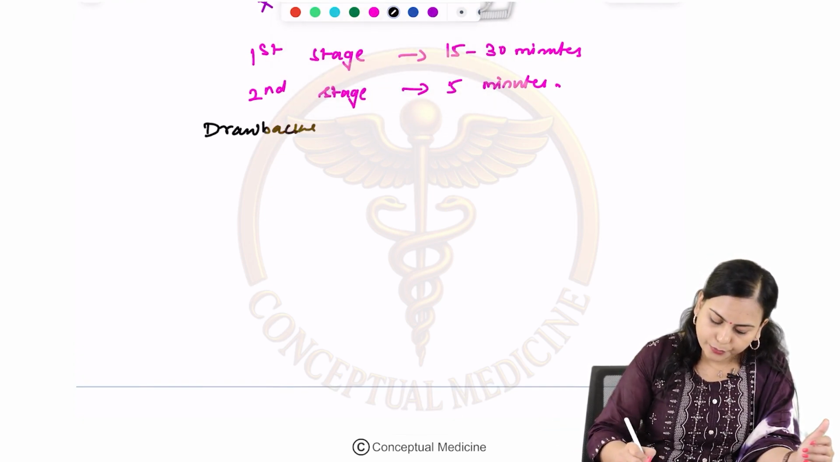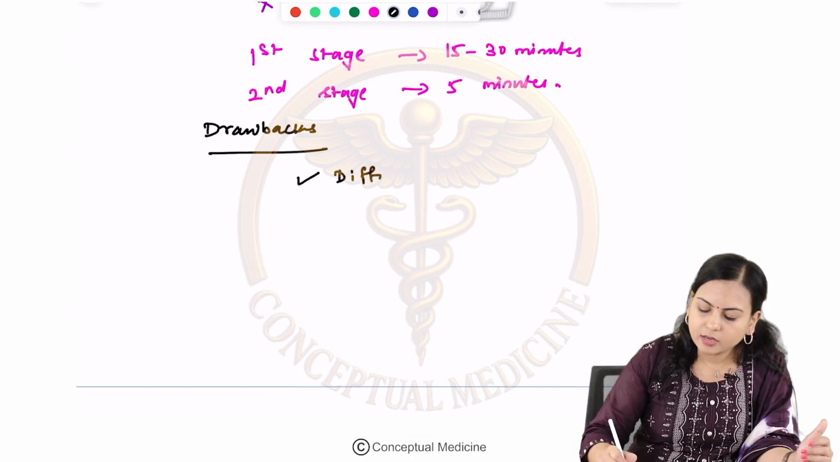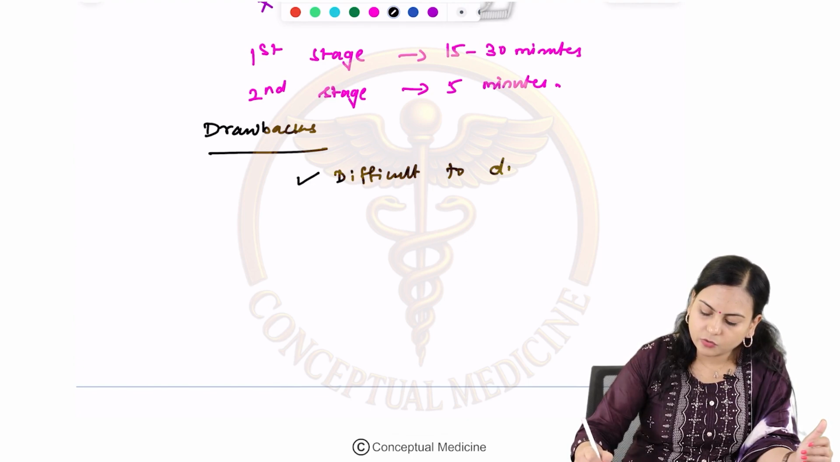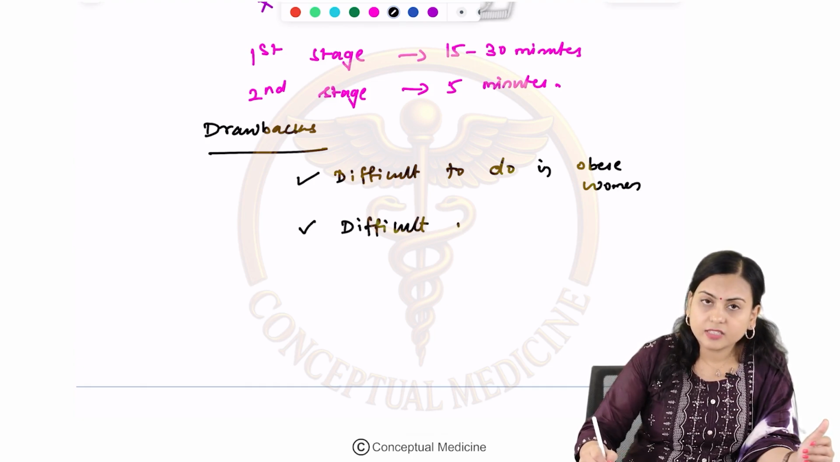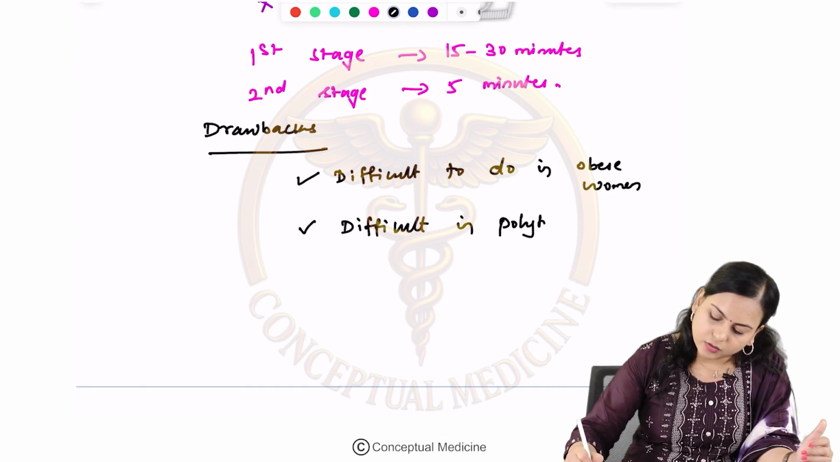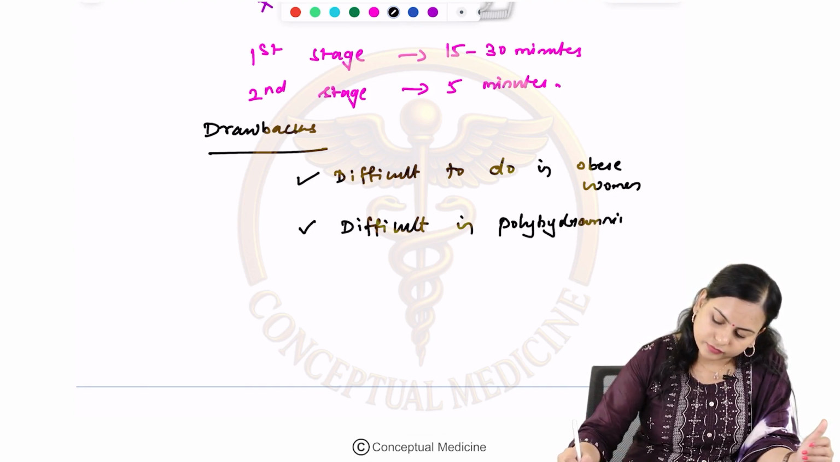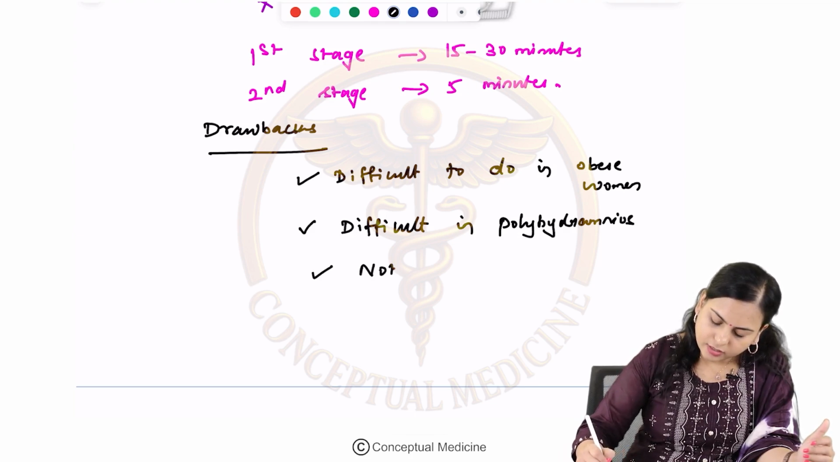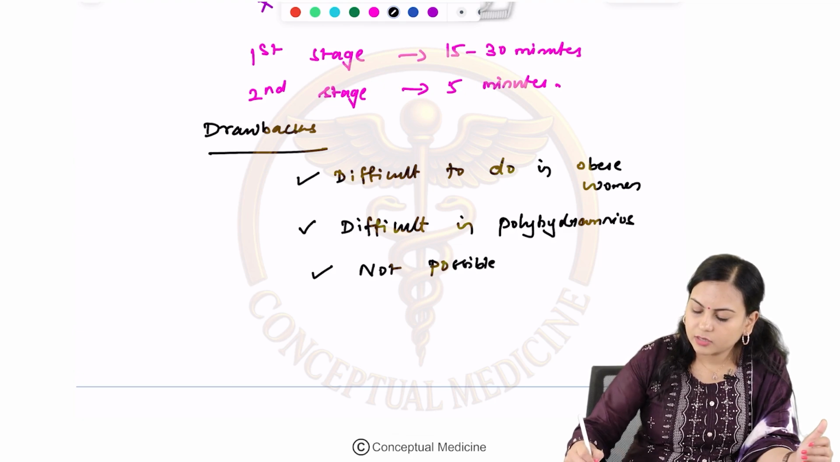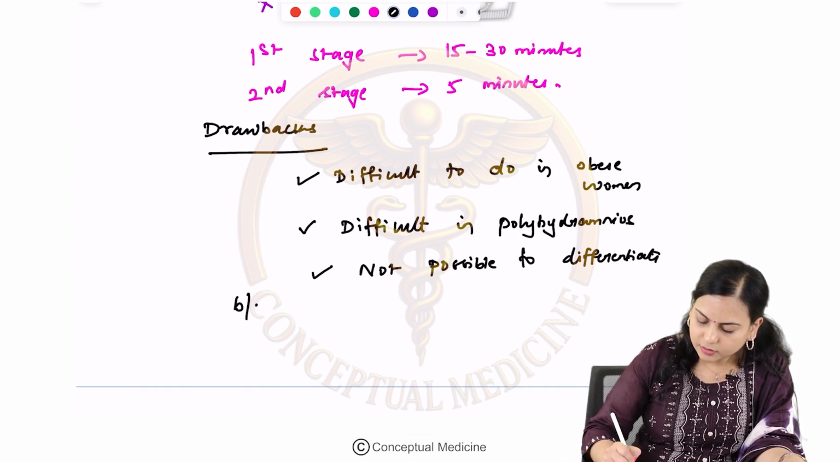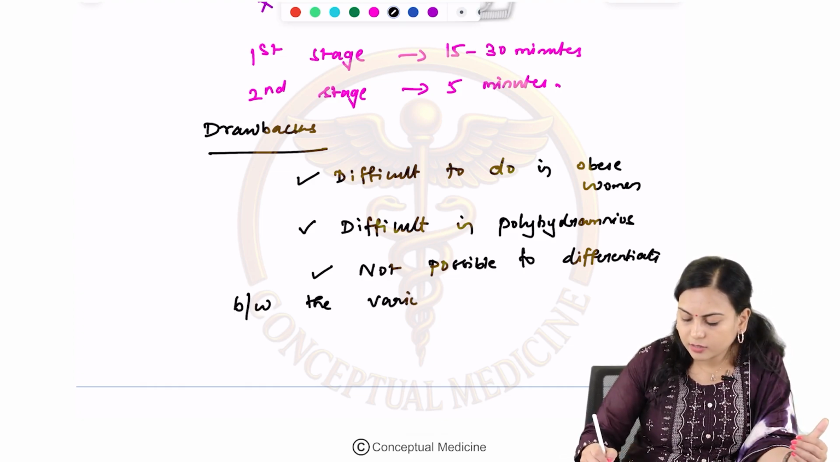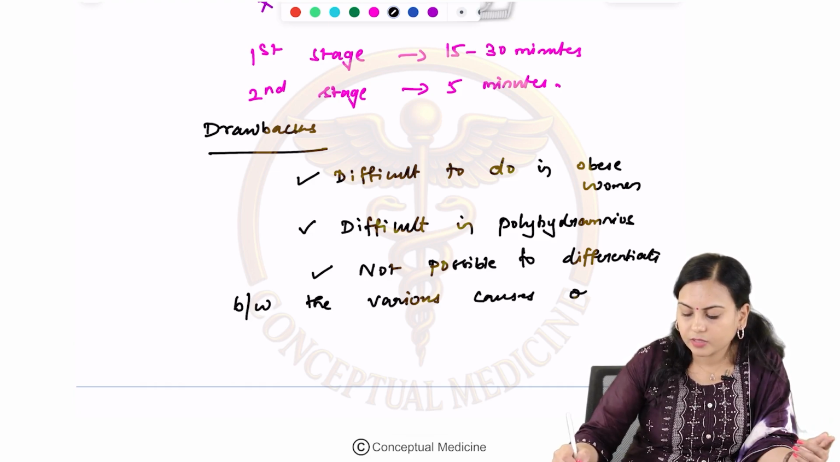So drawbacks include it is difficult to do in obese women. Then it is difficult in polyhydramnios. Then it is not possible to differentiate between the various causes of decelerations. Clear?